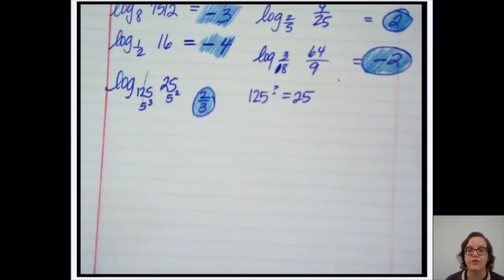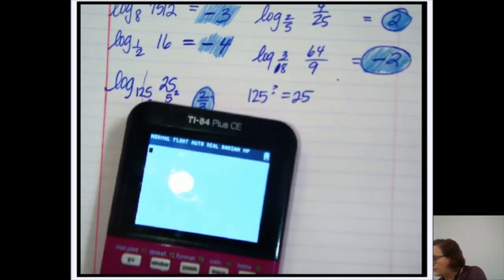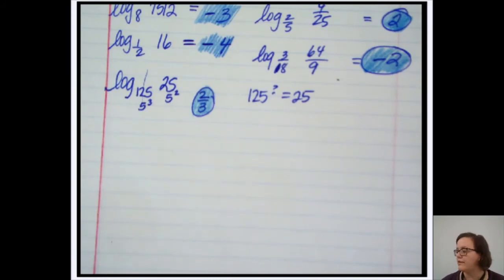Okay, so is 2/3 power a reasonable answer? Yes, that's less than 1. Okay, and again, we could check that. So 125 to the 2/3 power is 25. Okay, so that's how we check.